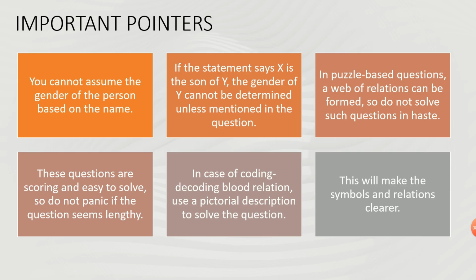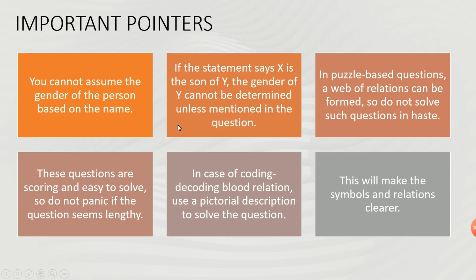So moving on. This is the main thing. Since this kind of thing is complicated, I have seen it on one website, so I have put it in the slides. So these are the 6 points you should keep in mind while attempting to solve blood relations problems. So first thing, you cannot assume the gender of the person based on the name.